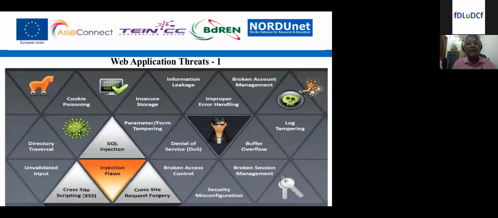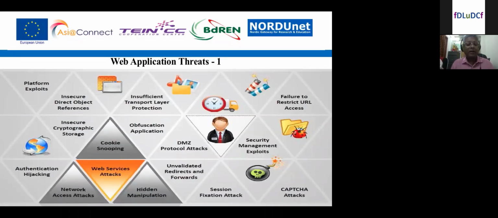Now the web application threats. I have a few web application threats here, like cookie poisoning, directory traversal, improper error handling, and broken account management. These are the threats currently available, where attackers use this sort of information, like platform exploit, authentication hijacking, and web service attack.